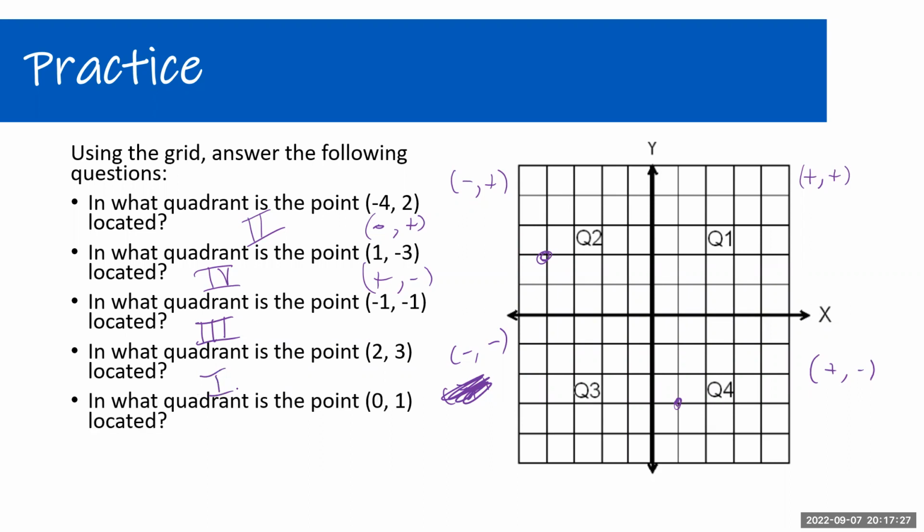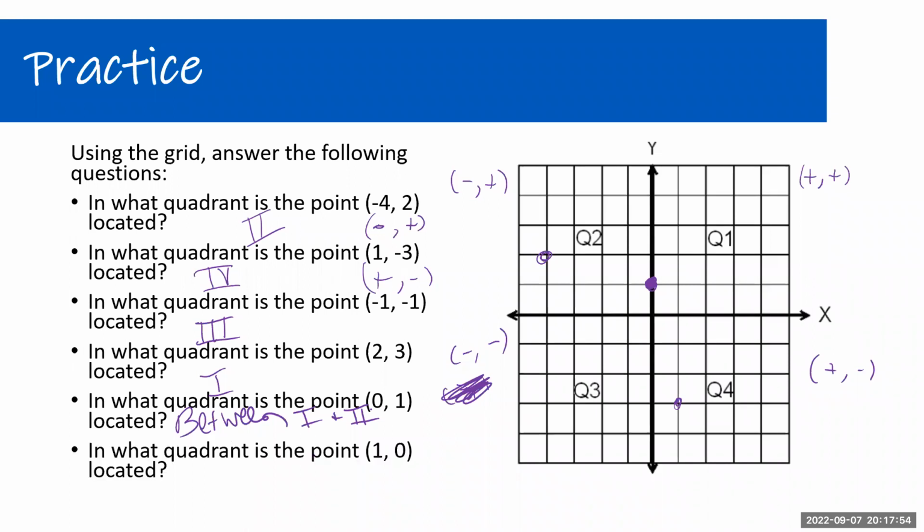What about 0, 1? 0, 1 is going to be right here. This is between our first two quadrants, okay? This is going to be between 1 and 2. So really, it doesn't belong to any specific quadrant. We can say it doesn't belong to one, it's neither, or you could just say it's between 1 and 2. But notice that it's not actually belonging to any. Similarly, 0, 10 is over here, and it is also going to be between. It is actually between 1 and 4.